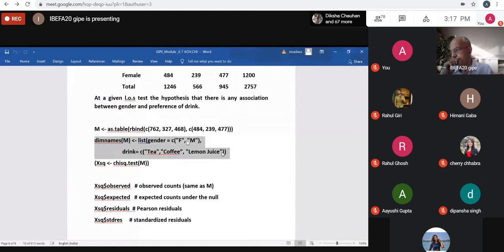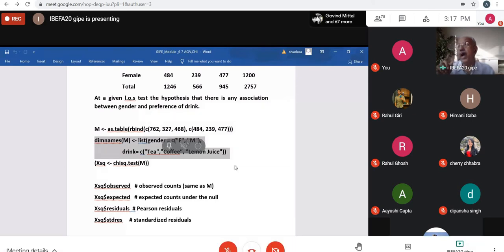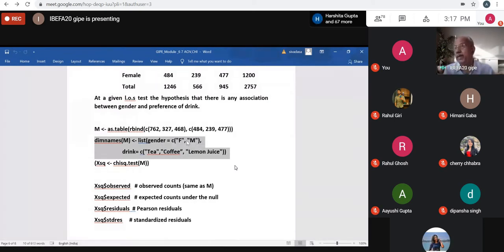Clear? Listing means title, heading, according to the row and the column. When I started working, I got A, B, C, X, Y by default.